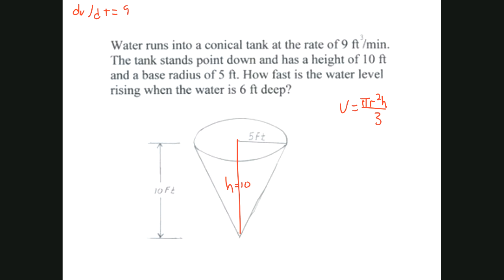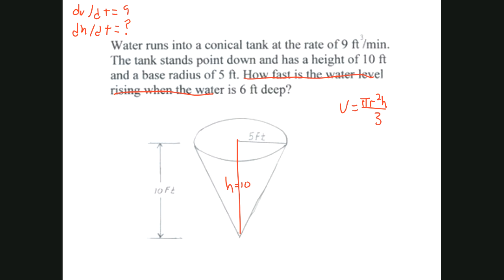Okay, so what are we looking for? How fast is the water level rising? That's what we're looking for. So what is that as a variable? That can't be h, because h is 10. H is a constant, it does not change. But how fast is it rising? dH dt. That is exactly right. That's what I'm looking for. I'm looking for dH dt. That is the question mark here.